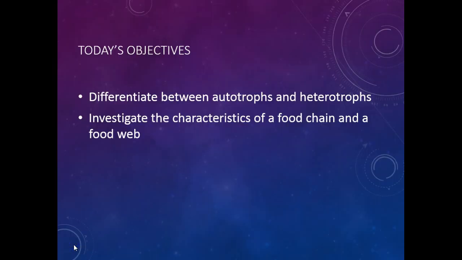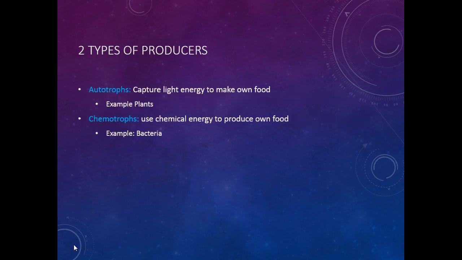Today's objectives are to differentiate between autotrophs and heterotrophs and to investigate the characteristics of a food chain and a food web. There are two types of producers. One type are autotrophs. They capture light energy to make their own food. A good example of this are all the plants that you see outside, including grass. Anything that we consider a plant captures light energy through photosynthesis and makes their own food.